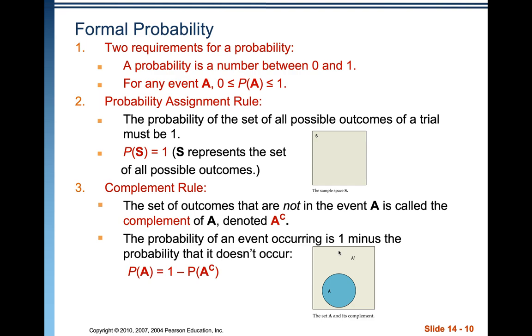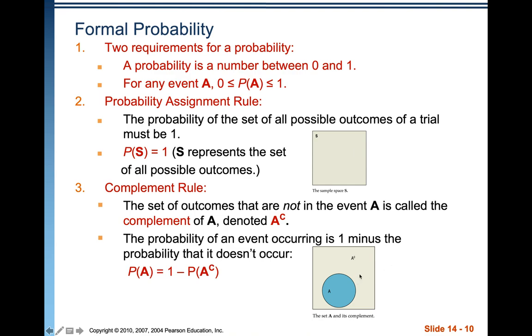All right. Another important rule is the probability assignment rule. The probability of the set of all possible outcomes of a trial must be 1. Something has to happen. Okay, S is the sample space. You can see here's a little diagram. S is everything that can possibly happen. The probability that something happens is 1.